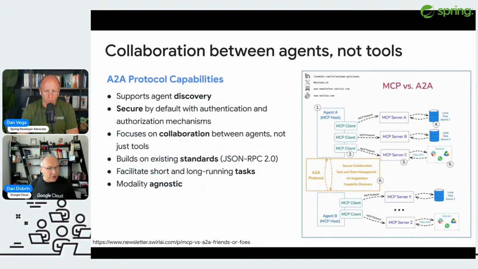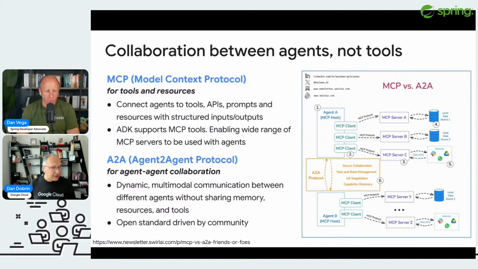And it was built with a number of things in mind. One, to have an agent discovery method. Every single agent has an agent card. Think about it as a JSON file located at a well-known place. It's actually called well-known JSON, and it's secured by default. It supports OAuth 2, and it's built on existing standards.